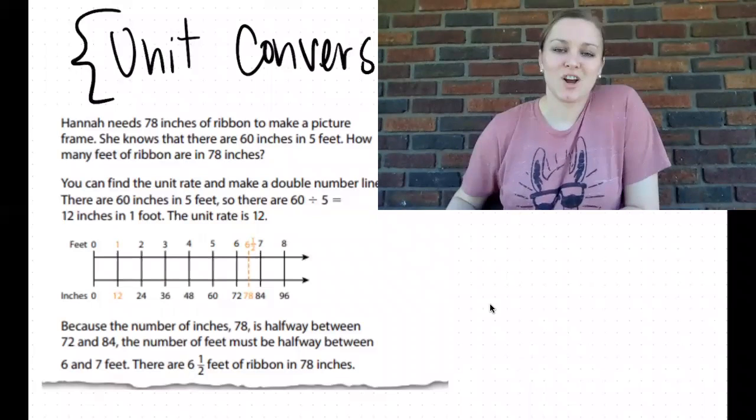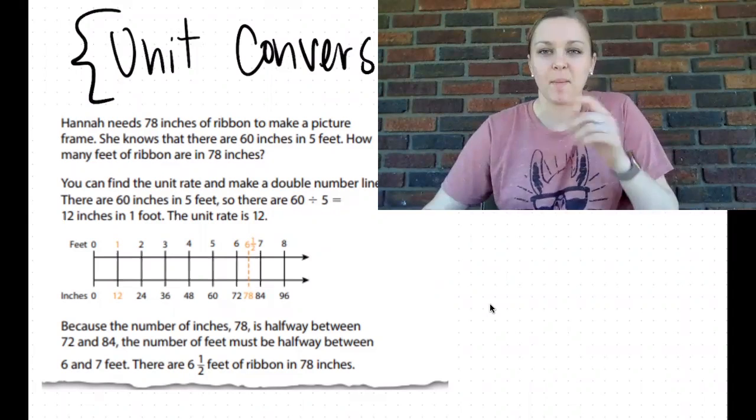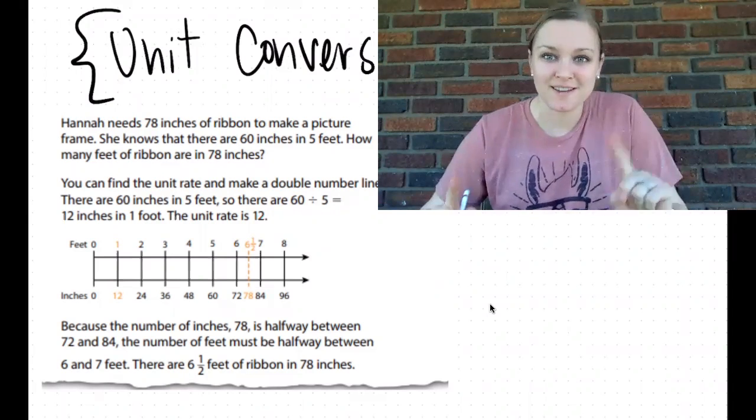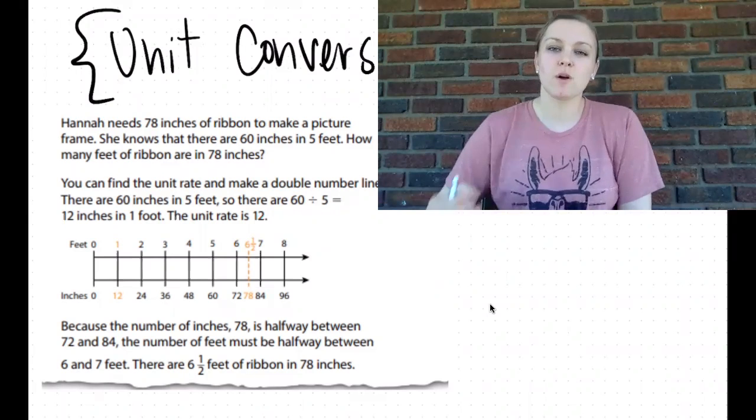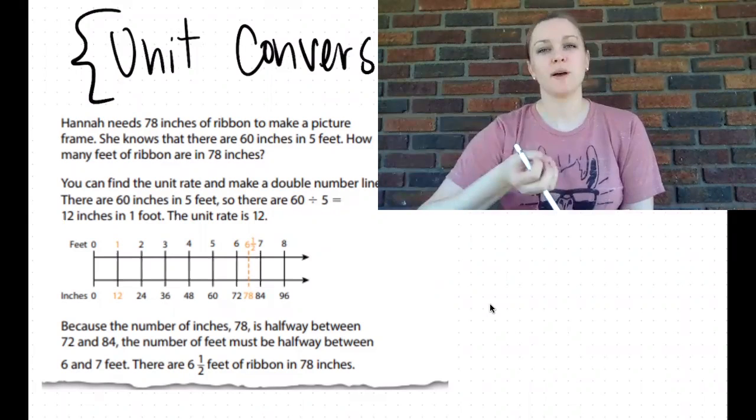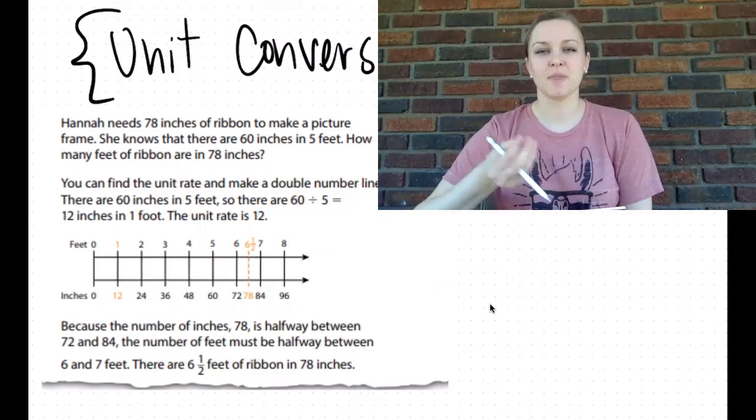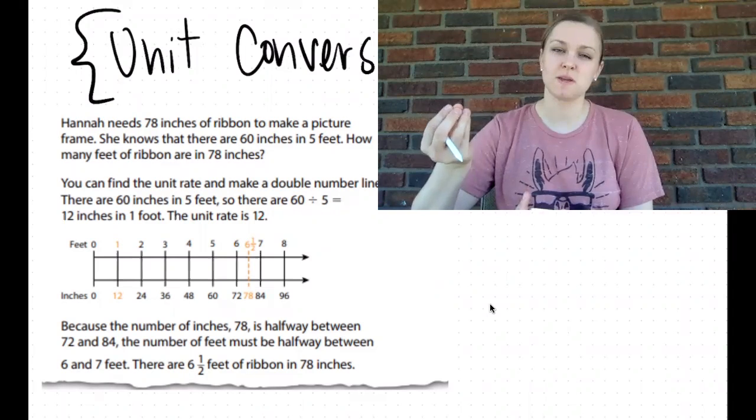All right, this is our last thing that we're going to be talking about right now. I lied, I have one more video. But this is one of the last things we're going to talk about right now: unit conversions. Unit conversions are where we're going to be using basically a unit rate to help us figure out the relationship between two different measurements, units of measurement.